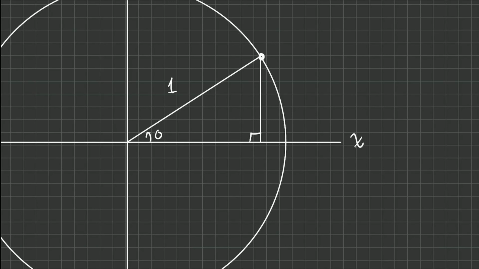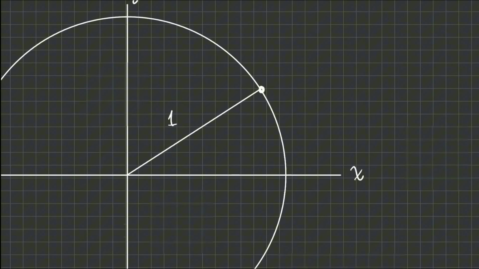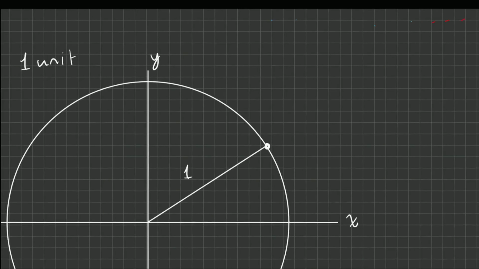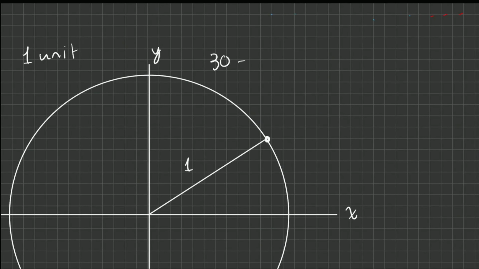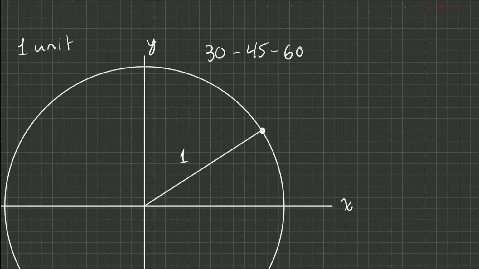So we have 3 triangles that we care about, and these happen to be the special triangles that we learned about, which are the 30-degree triangle, the 45-degree triangle, and the 60-degree triangle, which are special in Math 20. And I'll show you why.